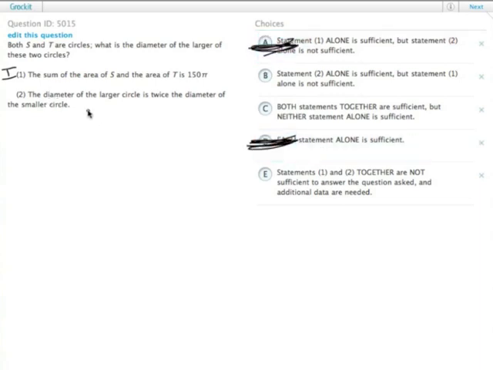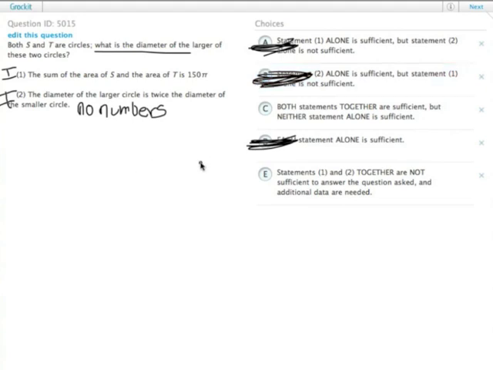Statement 2 tells us that the diameter of the larger circle is twice the diameter of the smaller circle. And we are after the diameter of the larger of the two circles, but there's no numbers in here. So knowing the ratio is nice, but with no numbers, we can't find out what the actual diameter is. So statement 2 on its own, also not sufficient.